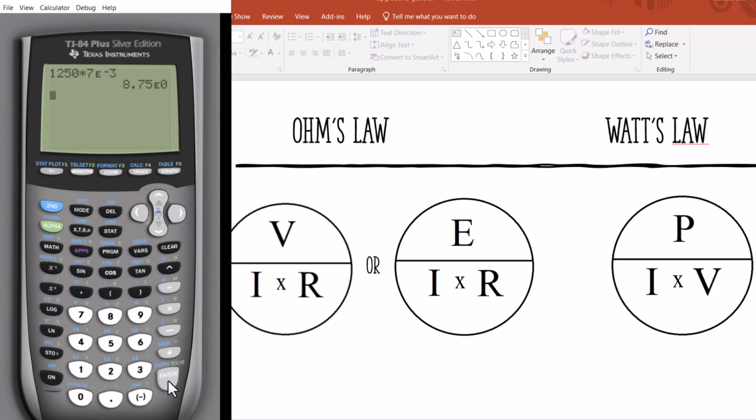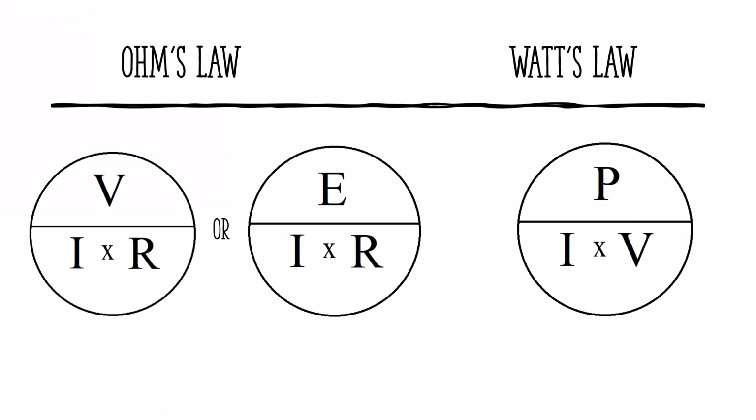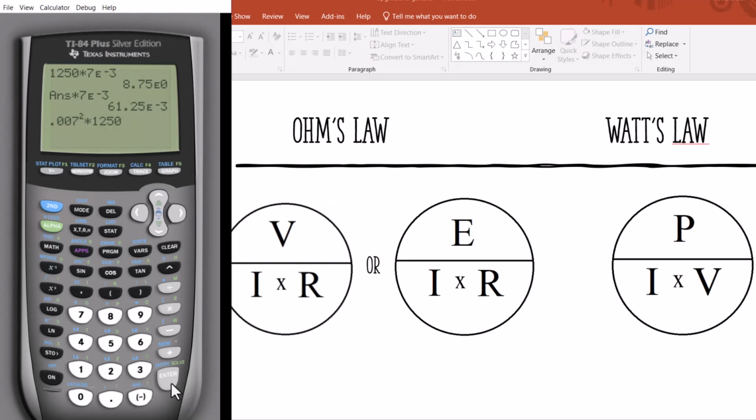Once I know the voltage, I can multiply that by the current to get 61.25 milliwatts, or the answer approximately 61 milliwatts. Another way to solve this problem is by substituting the Ohm's law formula into the Watt's law formula. Since I know that power is current times voltage, but I also know that voltage is current times resistance, I can substitute the current times resistance in this formula for power. So power is current times current times resistance, or current squared times resistance. So 7 milliamps squared times 1250 ohms is also 61.25 milliwatts, or approximately 61 milliwatts.